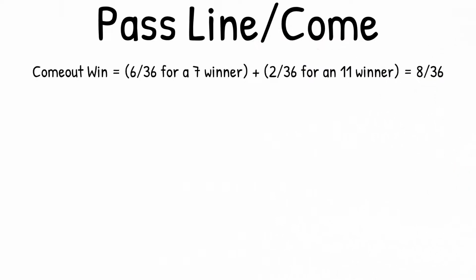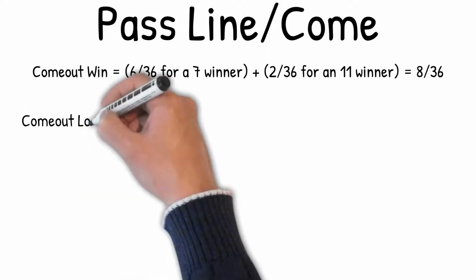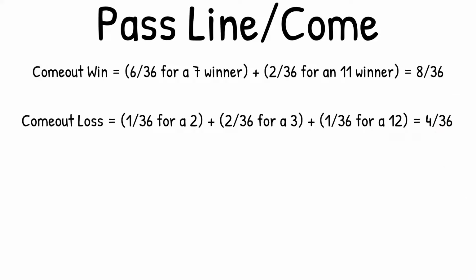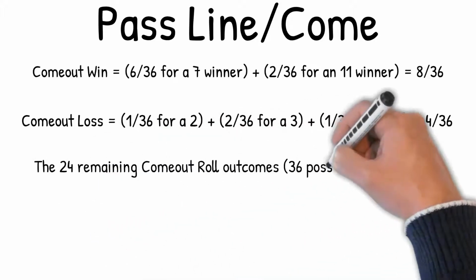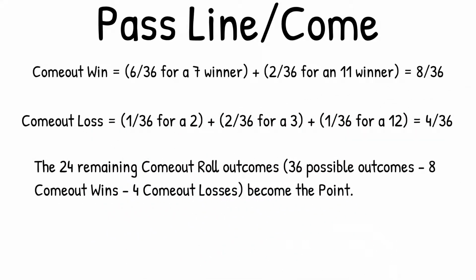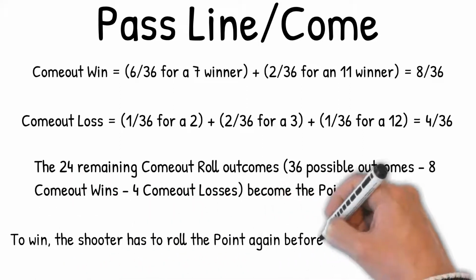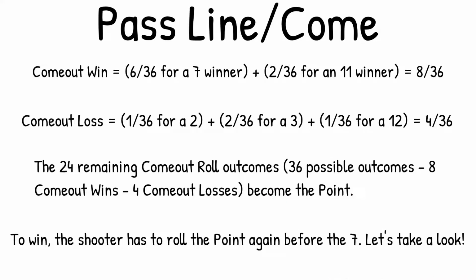Pass line, come. Come out win equals 6 out of 36 for a 7 winner, plus 2 out of 36 for an 11 winner, for a total of 8 out of 36 opportunities on the come out roll to win. Come out loss equals 1 out of 36 for a 2, plus 2 out of 36 for a 3, plus 1 out of 36 for a 12, for a total of 4 out of 36 possible combinations to lose on the come out roll. The 24 remaining come out roll outcomes, 36 possible outcomes minus 8 come out wins minus 4 come out losses, become the point. To win, the shooter has to roll the point again before the 7. Let's take a look.